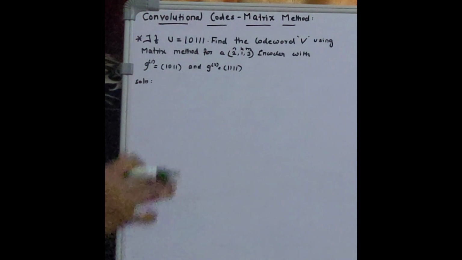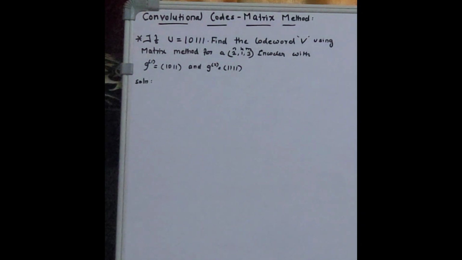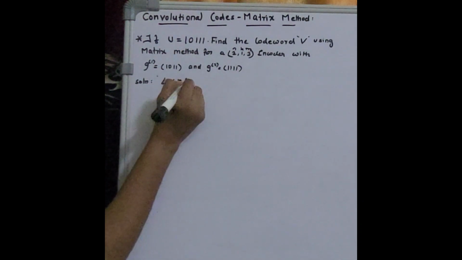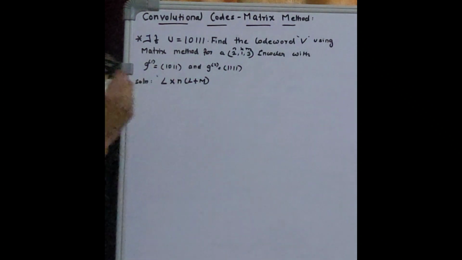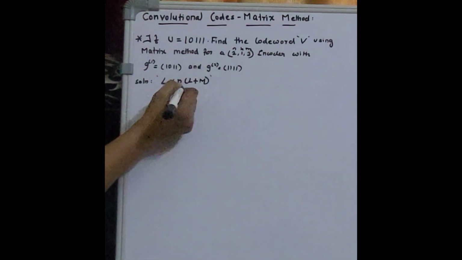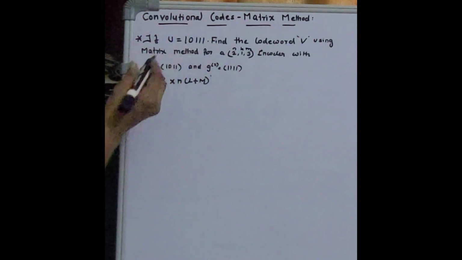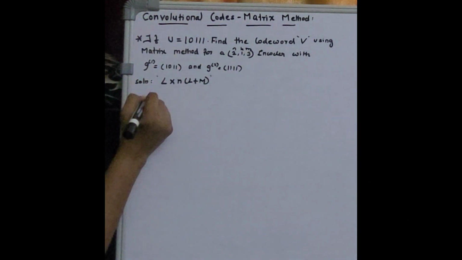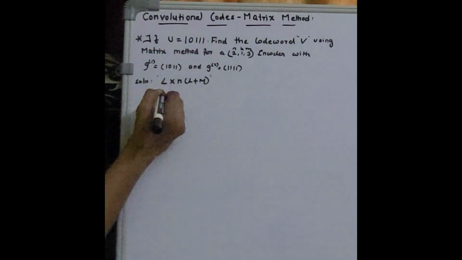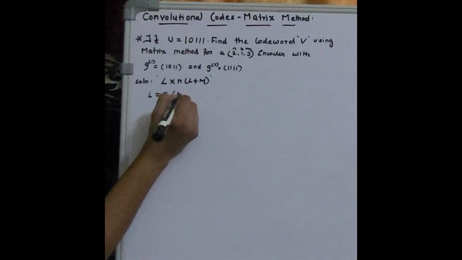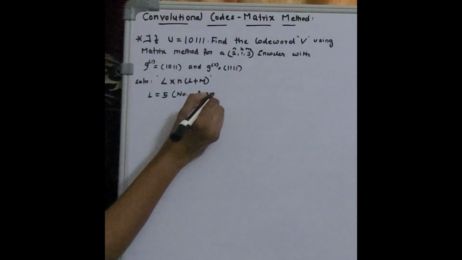First of all, we want to find the order of the matrix. The order is L by N into (L plus M), where L is the number of rows and N into (L plus M) is the number of columns. L is the size of the input message. Here the input message is 1, 2, 3, 4, 5, so L equal to 5, which means there will be 5 rows.